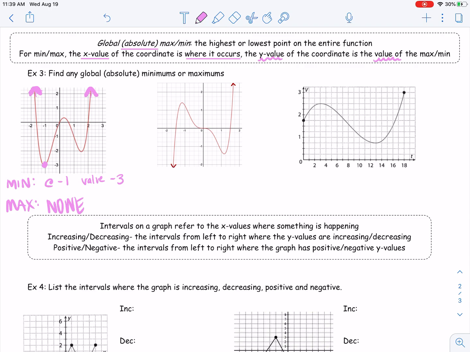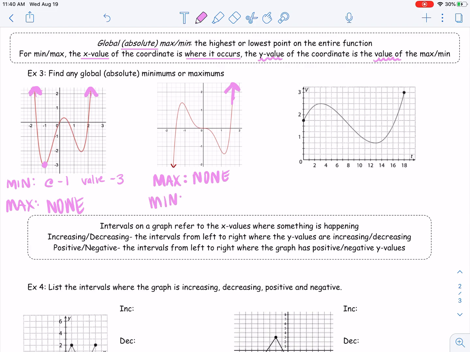Let's look at the second graph. Is there a highest of the highest point? Is there a maximum? Is there a global or absolute maximum on this graph? No, because it is approaching infinity. It keeps on going and going and going up, up, up. So there is no highest of the high. None.